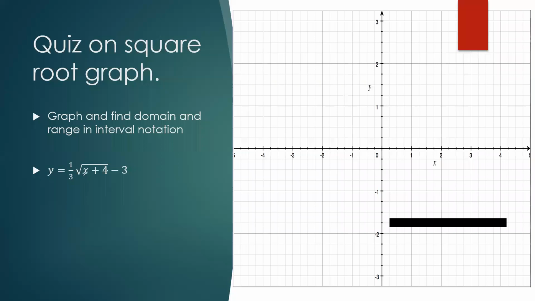So if you compare it with the parent family, what does the x plus 4 mean? It just means you have a horizontal shift of 4 units to the right. What does this -3 mean? It means you have a vertical shift of 3 units down.